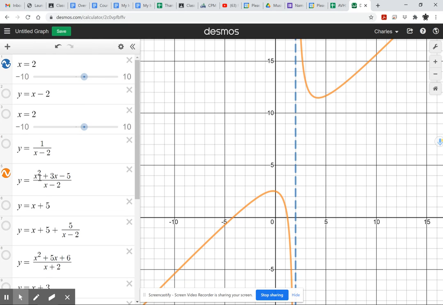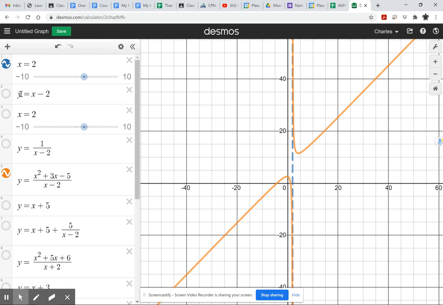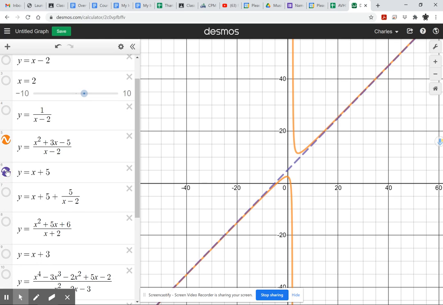You also might try to think of, what does it look like when it's close to the asymptote? Well, it looks kind of parabolic, close to the asymptote. Well, what does it look like far from the asymptote? Well, it actually looks like a line. And so it looks like the line of x plus 5.